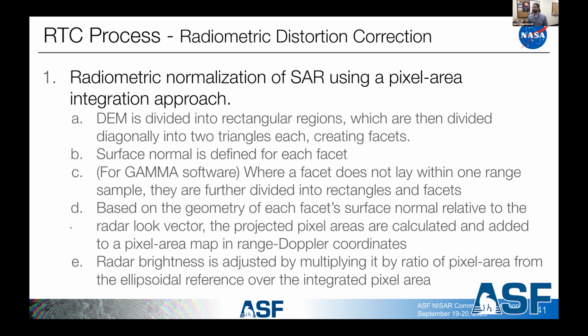And then based on the geometry of those facets, surface normals relative to the radar look vector, the projected pixel areas are calculated and added to a pixel area map in range Doppler coordinates. And then once we have that pixel area map, the radar brightness is adjusted by multiplying that brightness by the ratio of pixel area from the ellipsoidal reference over the integrated pixel area.